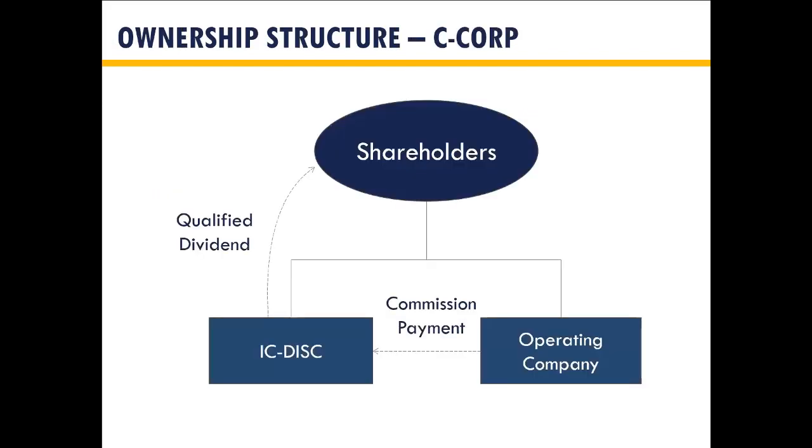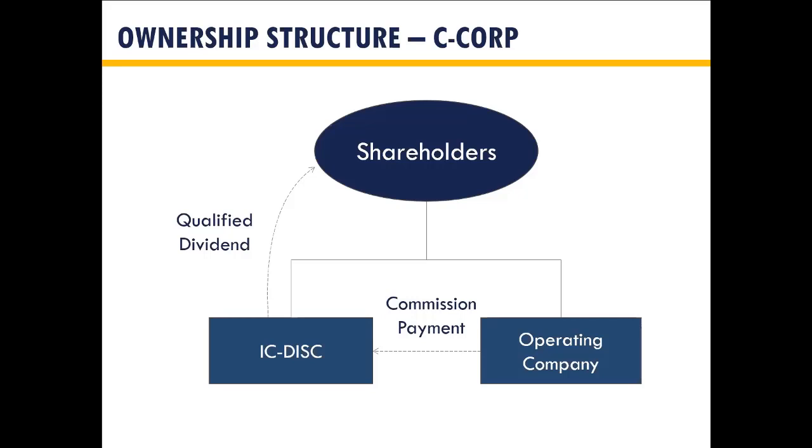So we talked about the pass-through structure. Let's say our operating company is a C-Corp. How would we implement an IC DISC into a C-Corp operating company structure? Typically, we would use it as more of a brother-sister relationship because, as we mentioned, C-Corps don't have that reduced capital gain tax rate that you get at an individual level. So we set up the IC DISC as a brother-sister relationship.